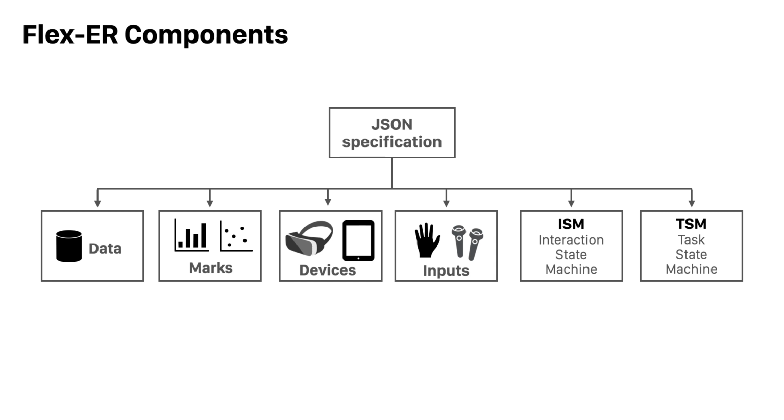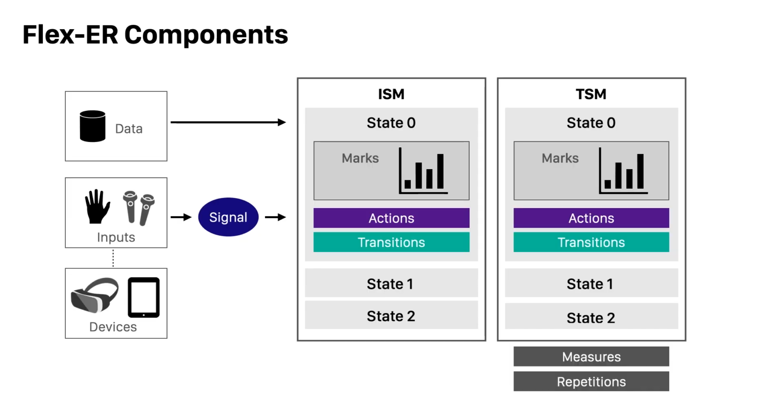The FlexER specification is divided in 6 components to enable reusing them and facilitate sharing and replicating studies. These components are the data, the visualization of the data, the devices, and the corresponding inputs, and the interaction and tasks that are defined using 2 state machines. Each state machine receives the signals coming from the inputs and uses actions to trigger transitions between states. Specific visualizations can also be defined for each state. The task state machine also contains the definition of the measures to evaluate user performance, such as time spent in a task or number of errors.